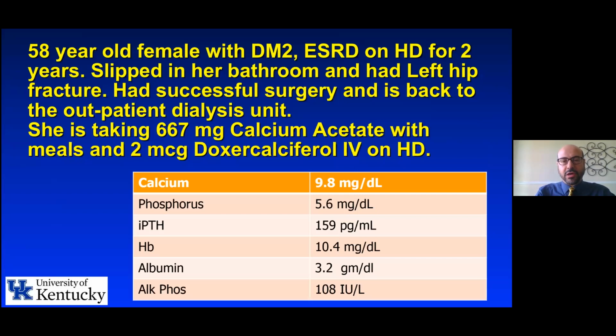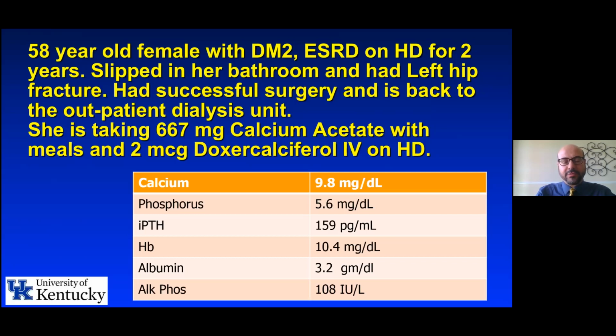Let us refresh our memories with the patient that we discussed last time, because we know the problem she had, but we didn't discuss how to deal with it. She is a 58-year-old female with type 2 diabetes. She has end-stage kidney disease secondary to diabetes, and she has been on dialysis for 2 years. She had a fall in her bathroom and fractured her hip. She had a successful surgery and came back to our dialysis clinic. Here are her medications. She was on calcium acetate and doxercalciferol, one of the vitamin D analogs or vitamin D receptor agonists, whatever you like to call it.